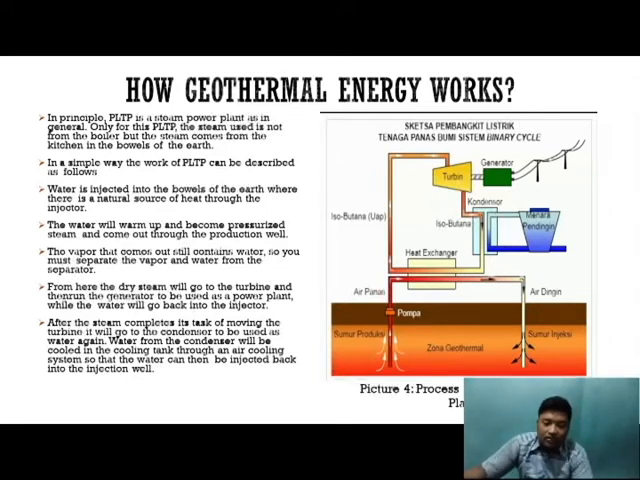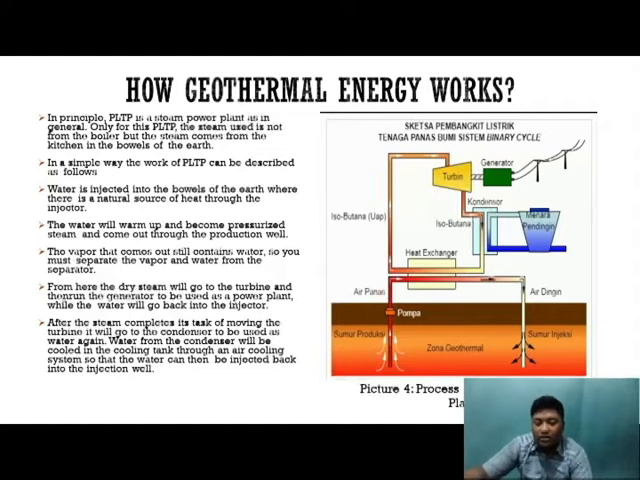Water is injected into the bowels of the earth where there is a natural source of heat through the injector. The water will warm up and become pressurized steam and come out through the production well. The vapor that comes out will still contain water, so you must separate the vapor and water from the separator.